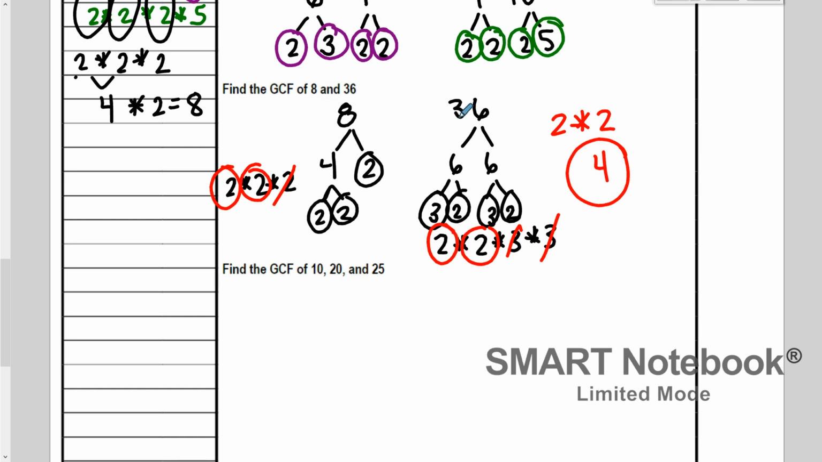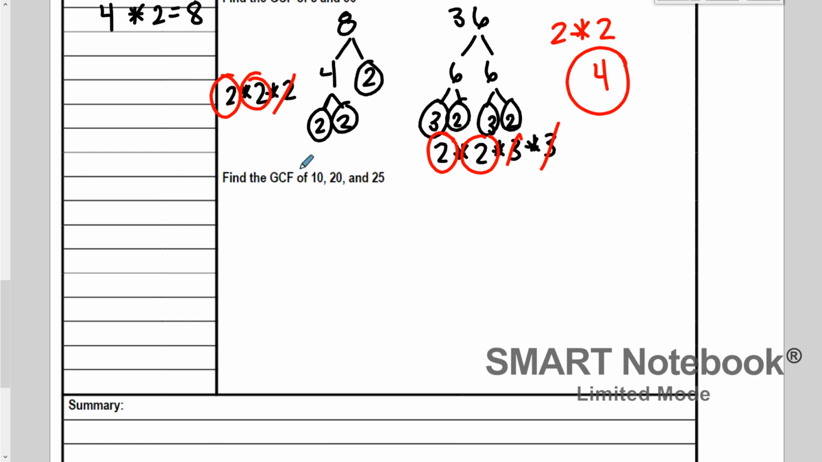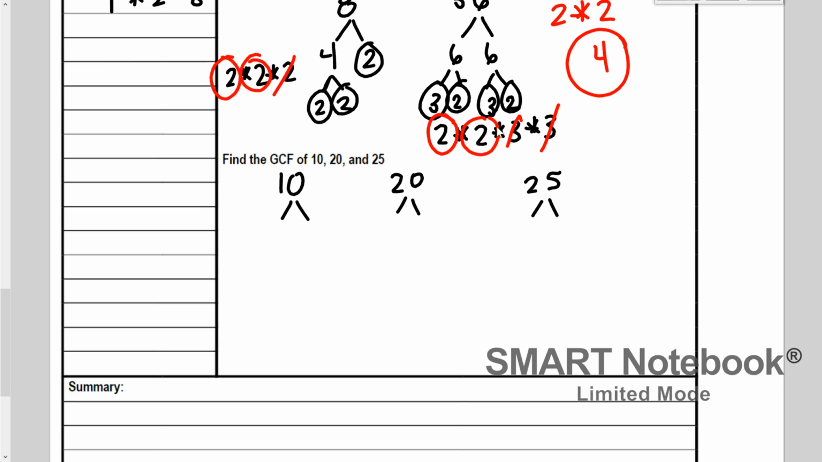Okay, if you haven't already, pause the video. You do the same exact thing for this example, except you just have 3 numbers that you would compare. Okay, so pause the video, try this one on your own, at least get those factor trees down. And if you need help with the prime factorization or finding out what's in common, then you can resume, but at least try to get these factor trees done by yourself.